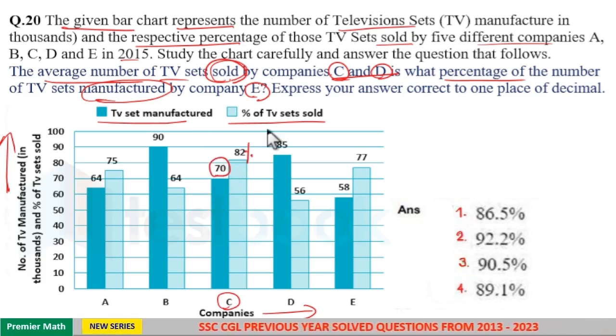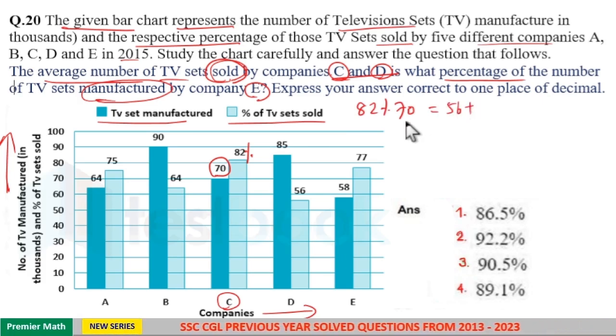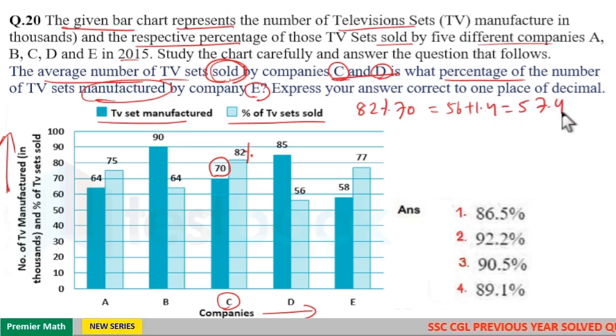So, we need 82% of 70, which is equal to, 10% of 70 is 7. Then 80% is 8 into 7, 56. 1% of 70 is 0.7. So 2% is 1.4. So which is equal to 57.4.